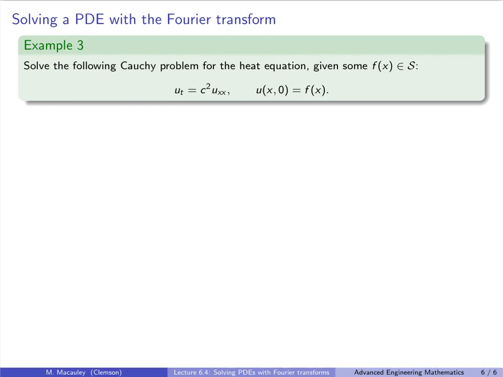Finally, we get to our original goal of using the Fourier transform to solve a PDE. We will apply it to the following Cauchy problem for the heat equation, where the initial condition is a function f of x, and for now we'll assume it's in the Schwartz class, though as before I'm pretty sure we can relax this to be any continuous bounded function on the real line, but just for now let's assume it's in the Schwartz class. So here's our PDE, u_t equals c squared u_xx. Let's start, as we always do, by applying the Fourier transform to both sides.